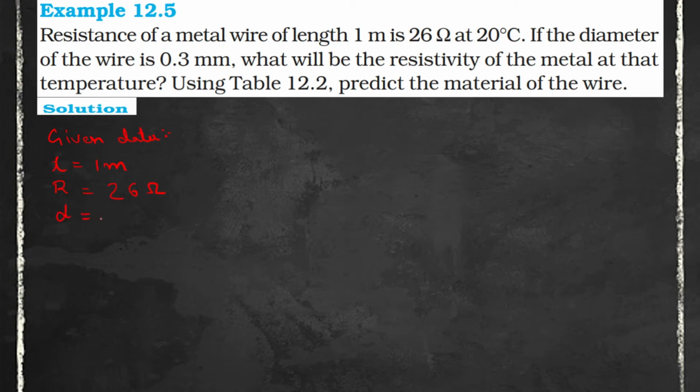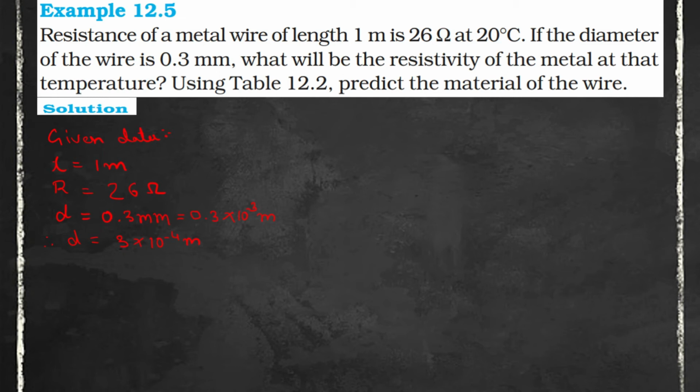Now if the diameter of wire is 0.3 millimeter, what will be the resistivity of the metal at that temperature? Diameter D, which is 0.3 mm, but our length is in meter, so we have to convert this diameter from mm to meter. So we can write like this, that 0.3 into 10 raised to minus 3 meter. Therefore we can write diameter D is equal to 3 into 10 raised to minus 4 meter. Is it clear, students? Comment me in the comment box.